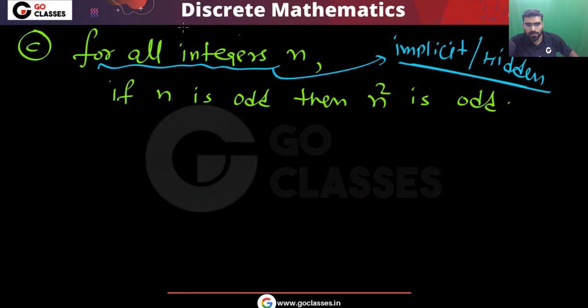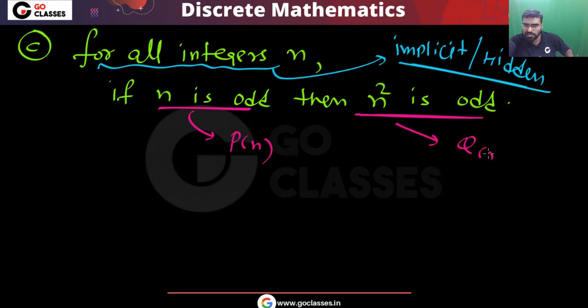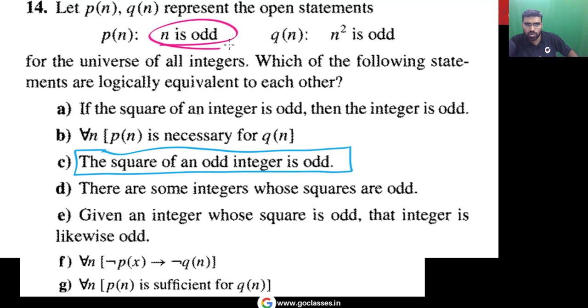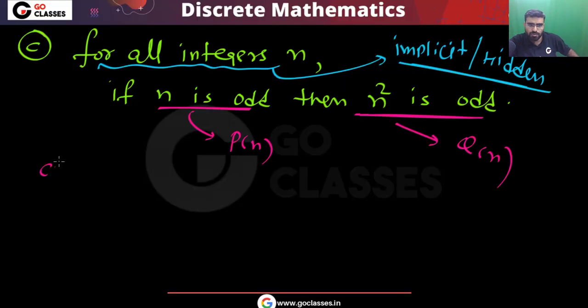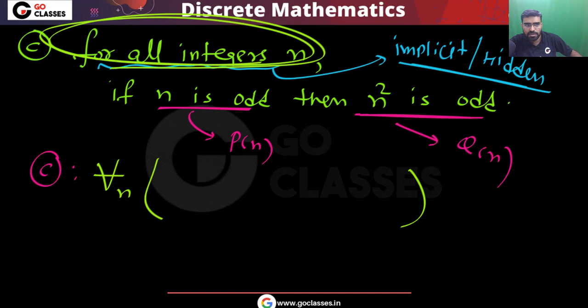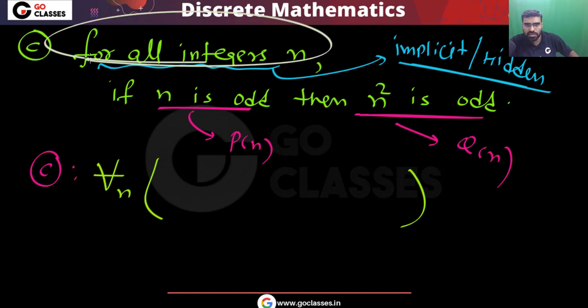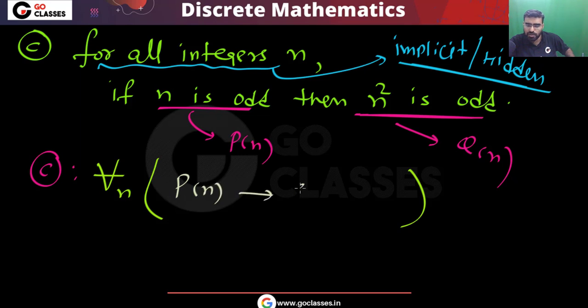So very simple. For all integers n, if n is odd, then n square is odd. N is odd is nothing but Pn. N square is odd is nothing but Qn. So finally, option C is: for all integers, for all n, the domain is the set of integers, remember. So I can say for all n, Pn implies Qn. Now you can easily notice this is your option C.